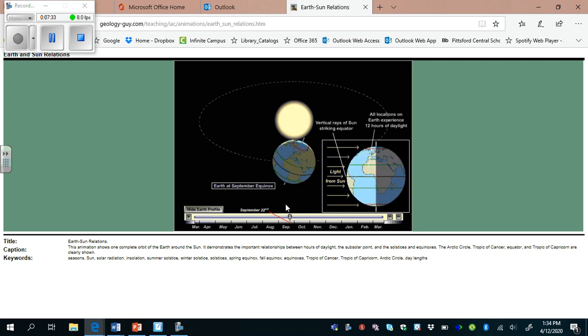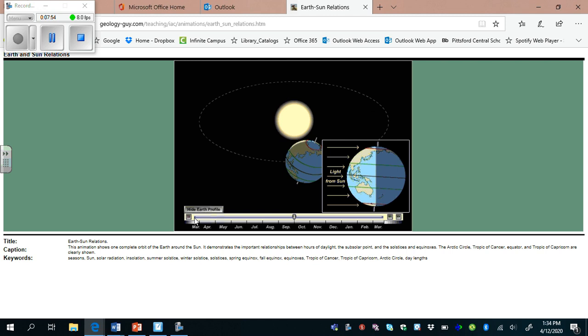That's why we actually call it the equinox. Equinox literally translates to equal day, equal night. So everywhere on planet Earth, there are 12-hour days and 12-hour nights, with the direct sunlight overhead at the equator at solar noon.